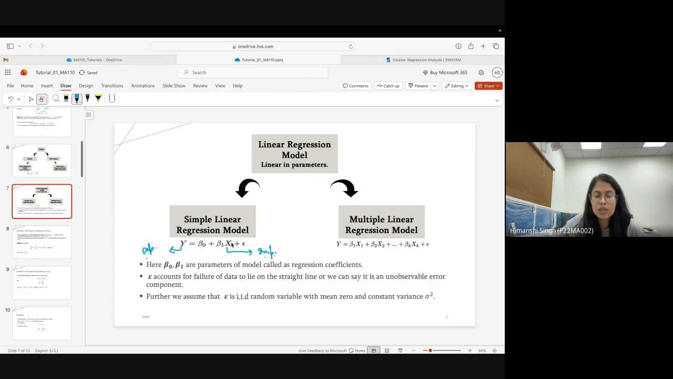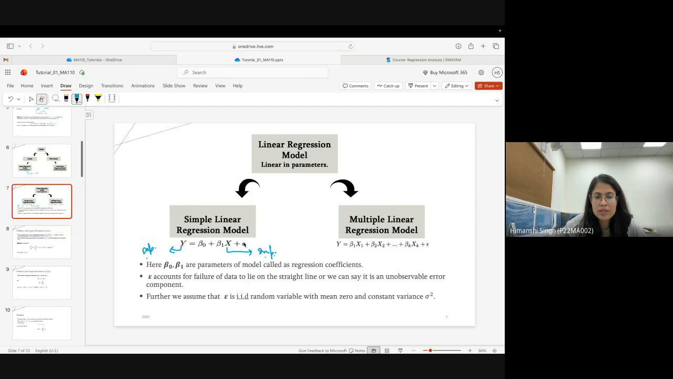So there is only one independent variable, and apart from that we have two parameters, beta naught and beta 1, and epsilon is the random error. Here this model is the simple linear regression model. If, apart from this single x, there are k independent variables, then that regression model will be a multiple linear regression model. That we will discuss afterwards, but today we will focus only on the simple linear regression model.